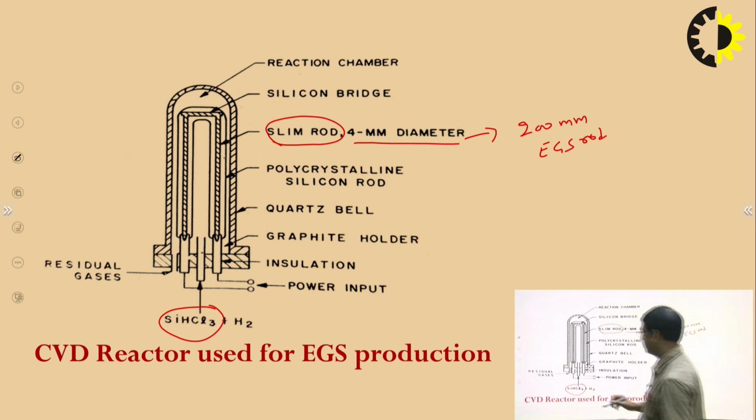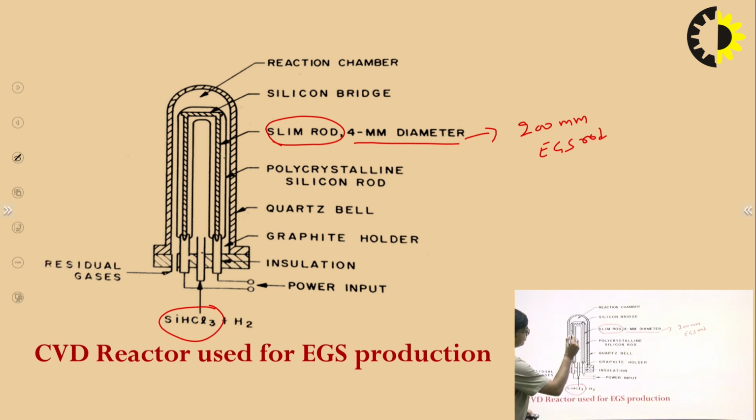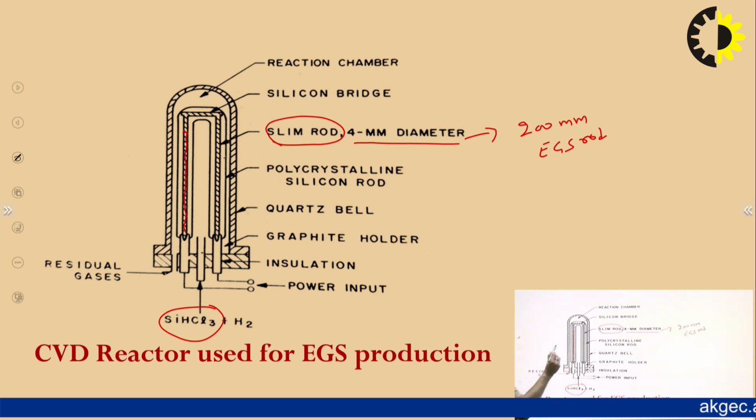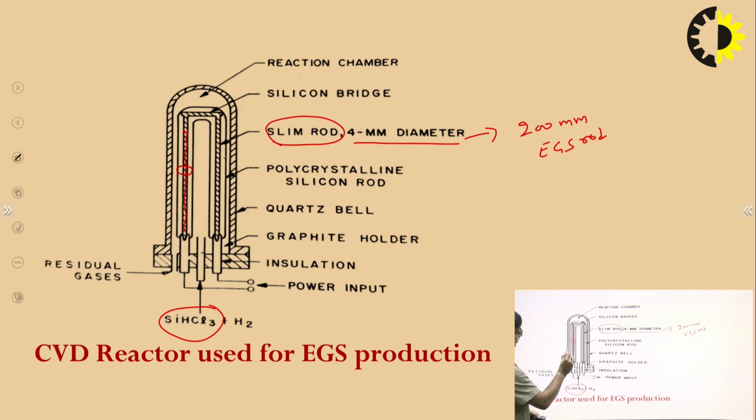Now in this figure also we can see, this is our slim rod, very thin of about 4 mm, and around this slim rod, the silicon that is generated from this trichlorosilane gas is deposited over this slim rod, and the diameter of this slim rod keeps on increasing and it can go up to 200 mm.